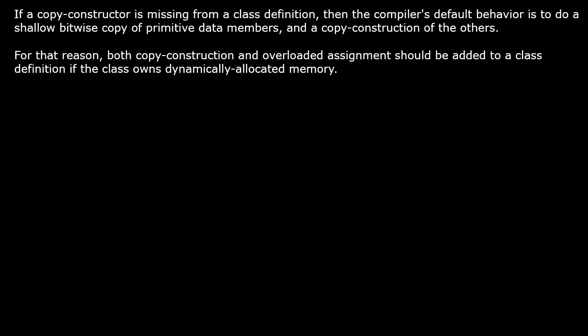If the programmer doesn't manually program a copy constructor for his custom class, then the compiler will automatically implement a copy constructor for him. But the compiler's implementation will only do a shallow bitwise copying of primitive data members and a copy constructor of the other members. For that reason, both copy construction and overloaded assignment should be added to a class definition if your class owns any dynamically allocated memory.